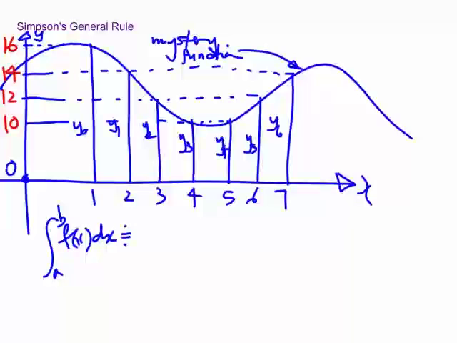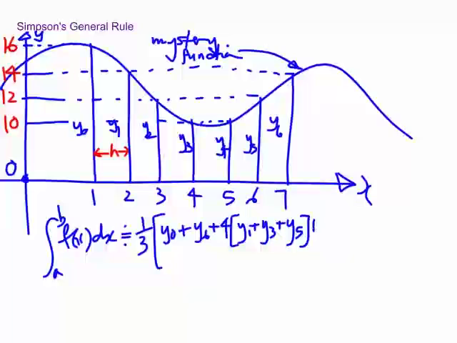We can still have a quick look. h is obviously, you can see here, 1 unit, so it's 1 over 3. Now it's y0, which is in fact a height of 16. So let's just put in y0 plus y6 plus, you can see here, 4 lots of the odds, y1 plus y3 plus y5, plus twice the sum of the evens, y2 plus y4. So this is the rule. We've already substituted h in, but let's actually plug in some numbers.